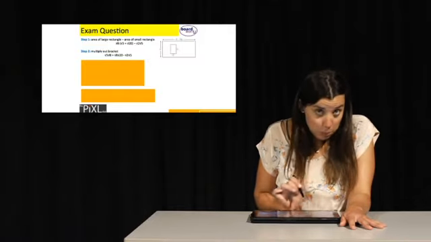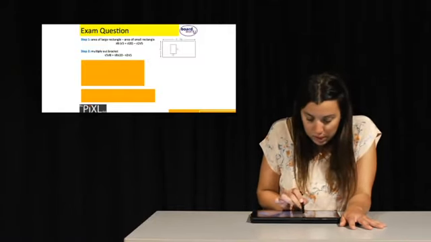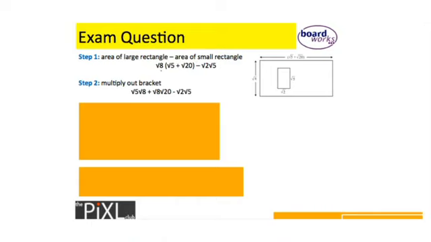Once you've done that, you're going to have to multiply out the bracket. It's the same as you were multiplying brackets out in algebra. You take the term outside, which in this case is root 8, multiplied by root 5, and then you do root 8 multiplied by root 20. So the term outside the bracket is multiplied by everything inside the bracket.